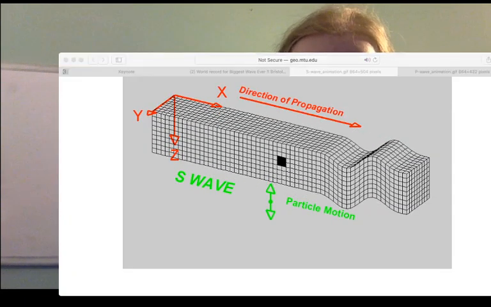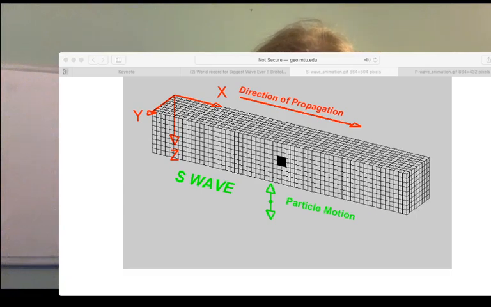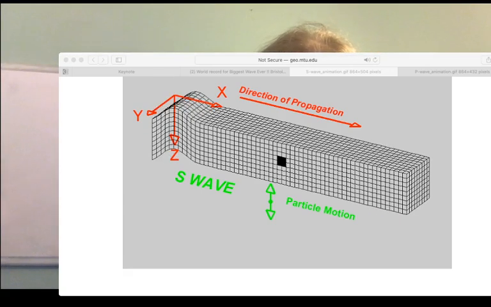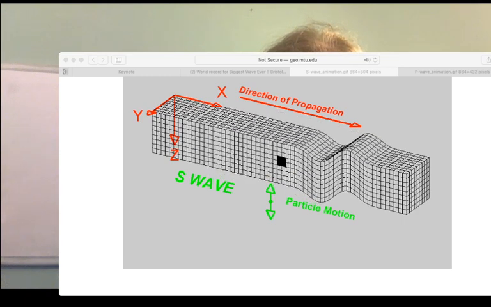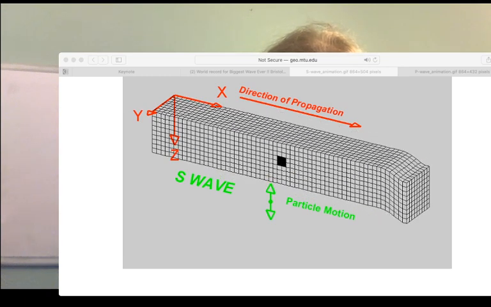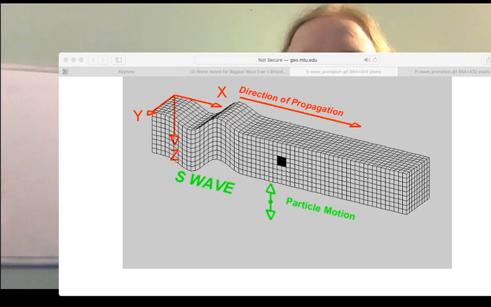All right, here's the S wave. So in this case, you can see that it looks more like that wave pulse, like the S kind of shape. And the little thing goes up and down. That is a transverse wave.